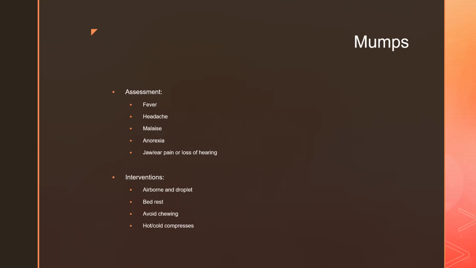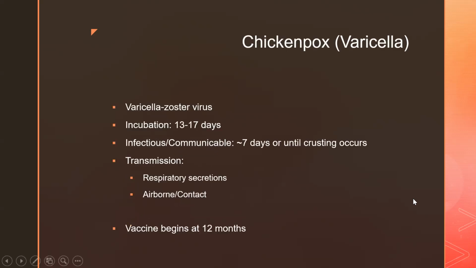Interventions: airborne and droplet precautions. Patients should be on bed rest. We want to avoid any chewing, crunching, hard types of things because that's going to exacerbate or make the jaw pain even worse. And then, of course, alternating heat and cold to help with the discomfort in the face.